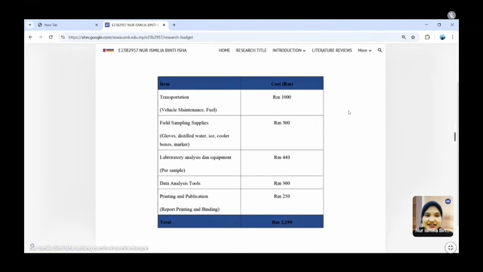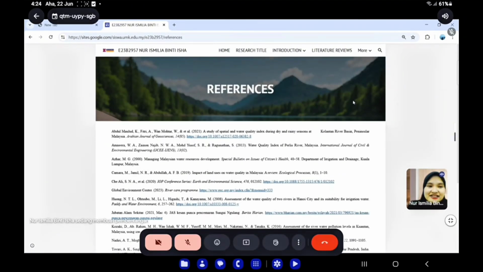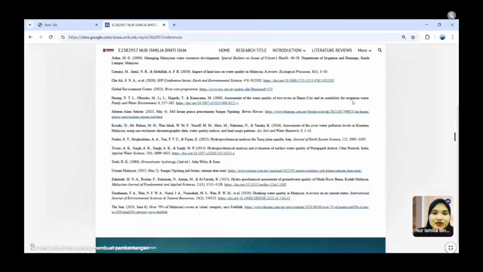This research budget is 2,290 ringgit Malaysia. This covers transportation, field sampling supplies, laboratory analysis, data analysis tools, and printing, also publishing costs. And this is the list of references used in producing this research proposal.